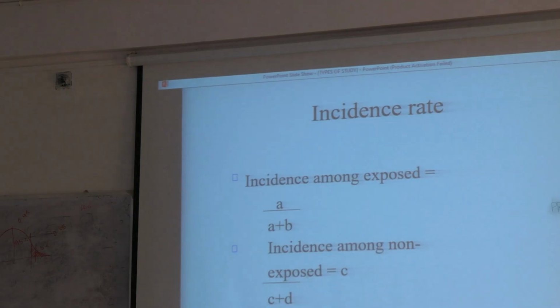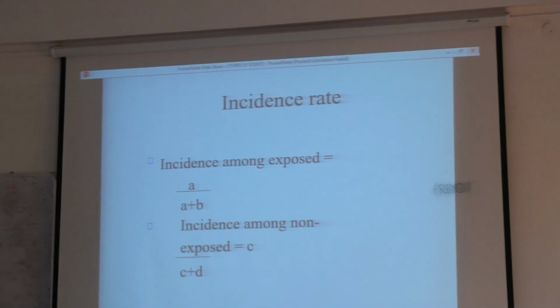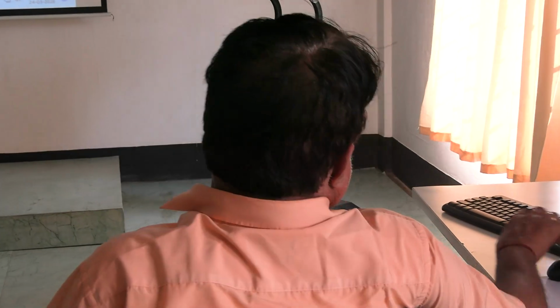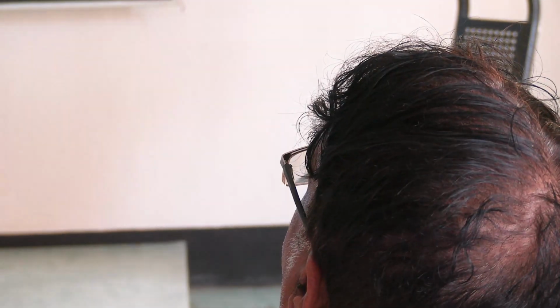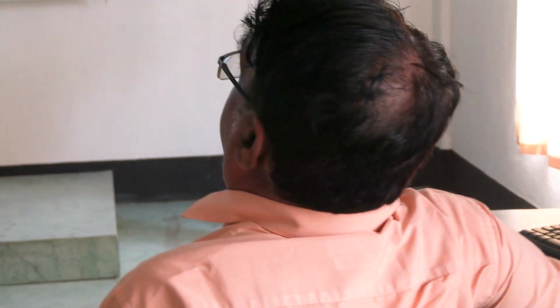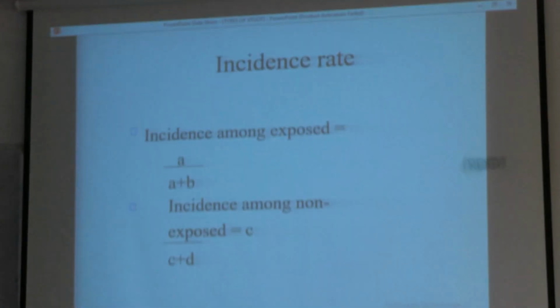Is this part clear? Incidence among exposed is A by A plus B. A is what? The people who have got the disease as well as been exposed. So a total of A plus B has been exposed, out of which only A has got the disease. So A by A plus B is the incidence among exposed. C by C plus D is the incidence among non-exposed.